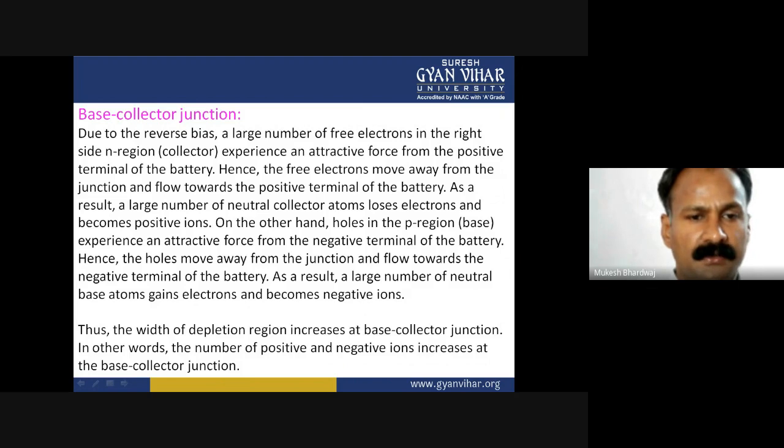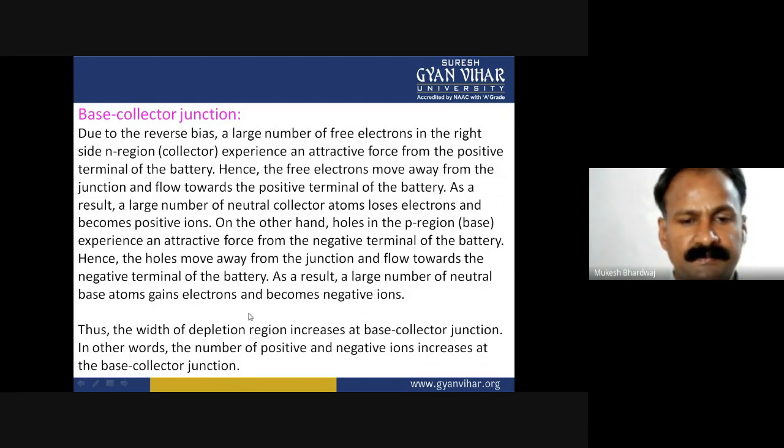On the other hand, holes in the P region base experience an attractive force from the negative terminal of the battery. Hence, holes move away from the junction and flow towards the negative terminal of the battery. As a result, a large number of neutral base atoms gain electrons and become negative ions. Thus, the width of the depletion region increases at the base collector junction. In other words, the number of positive and negative ions increases at the base collector junction.